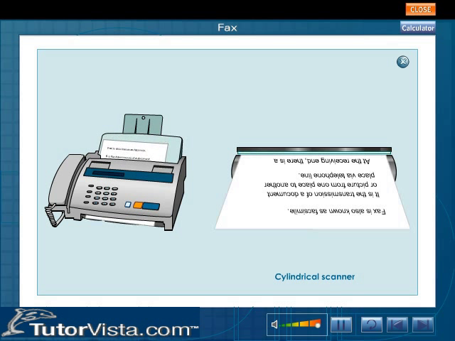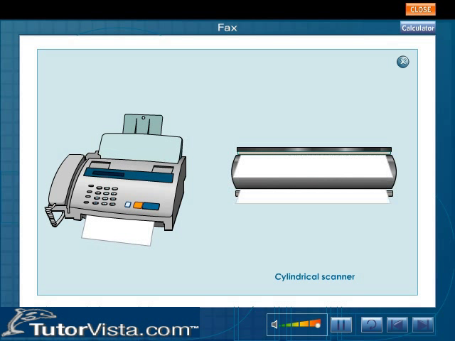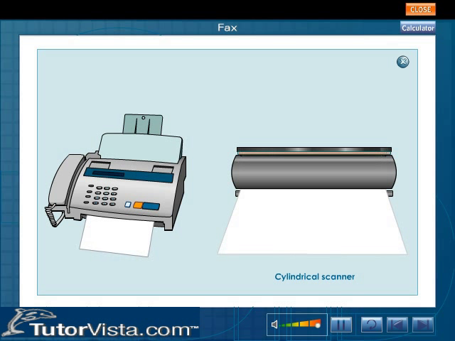In other systems, which are most commonly used in fax machines, the document is wrapped around the surface of a drum, which is then revolved, causing the paper to pass the spot of light. This type of scanning is called cylindrical scanning.